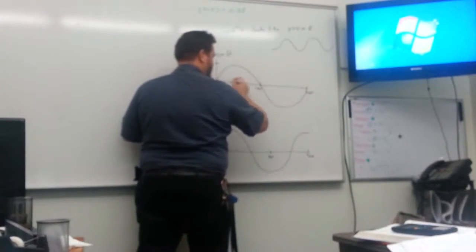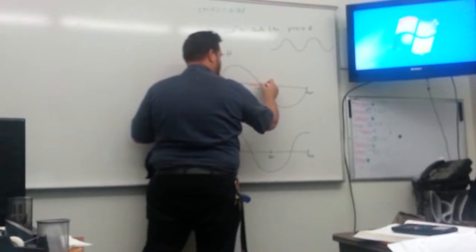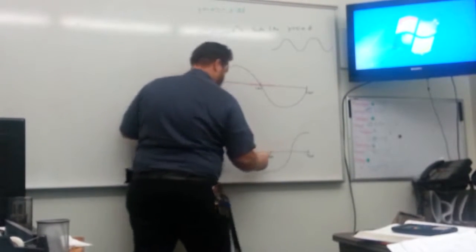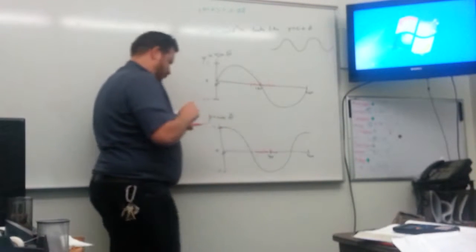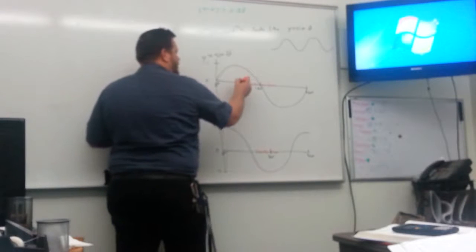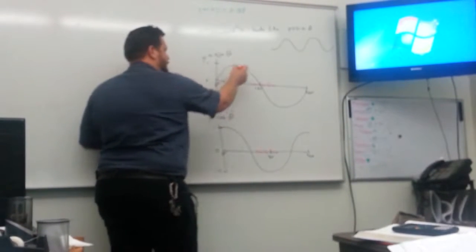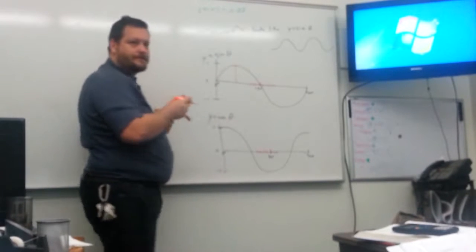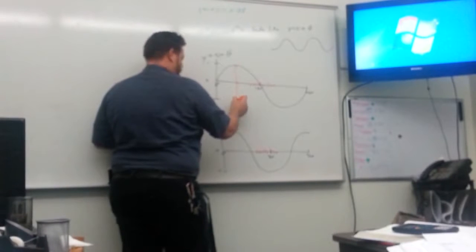This line, this one right here, is the center line. All right, we have the center line there. How far is it from the center line up to the highest point in this graph? 1. How far is it from the center line to the lowest point?